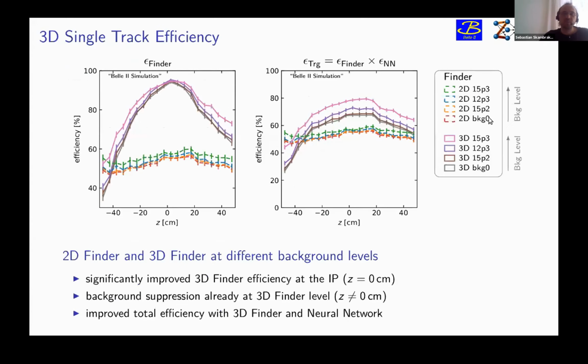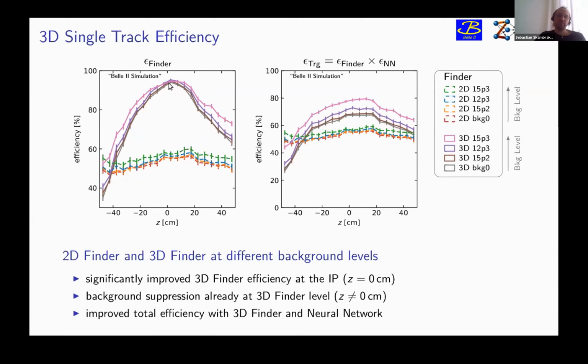Okay, then I come to some efficiency studies. This is a simulated single track efficiency study with tracks displaced along the z-axis and with 4 different background types. The background types are sorted here by the background level. The first thing you can see is that the method is quite robust for different background levels. There is a big difference between the 2D finder, which has the flat efficiency distribution here, and the 3D finder distribution, which has this peak around the IP.